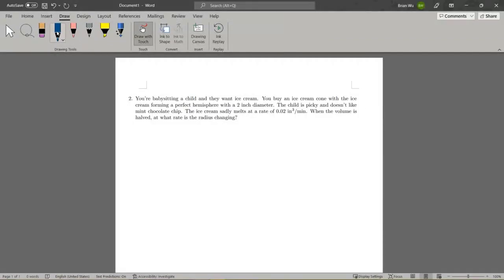Okay. So in this related rate question, the first thing I would do, as Qual kind of did as well, is draw a picture. In this question, you're babysitting a child and they want ice cream. You buy an ice cream cone with the ice cream forming a perfect hemisphere with a 2-inch diameter. A hemisphere would be half a sphere, with a 2-inch diameter. So we draw a picture. This is the center.